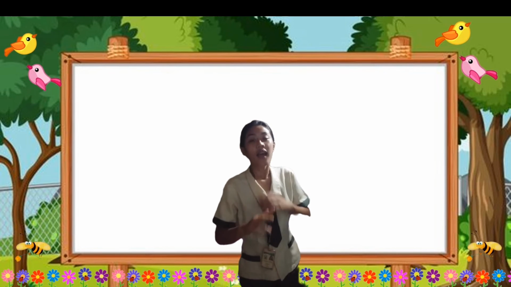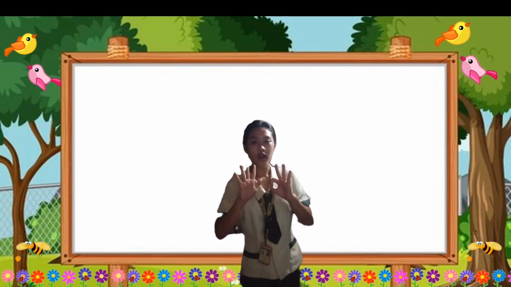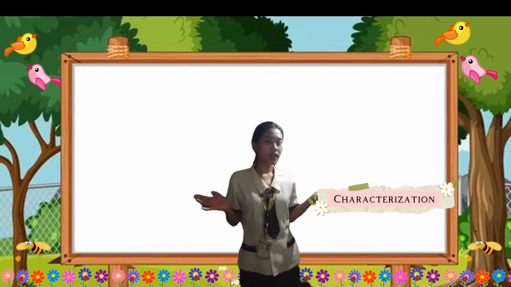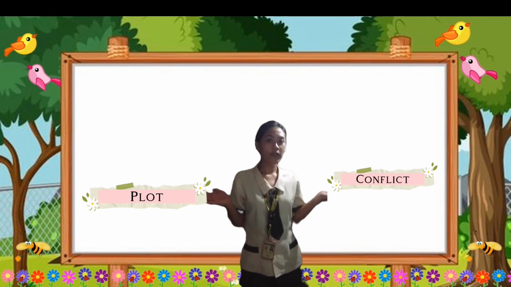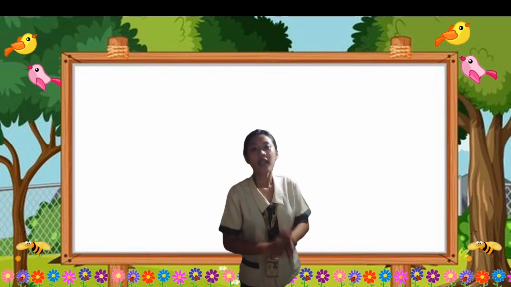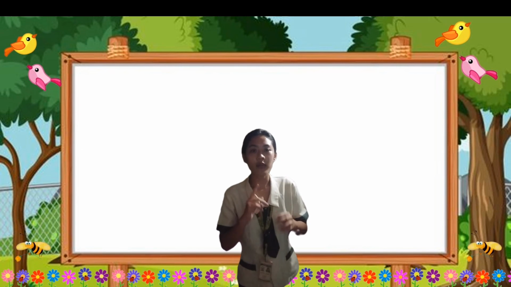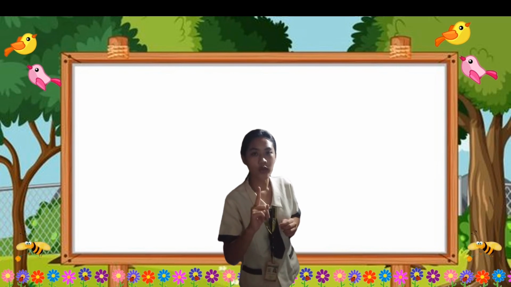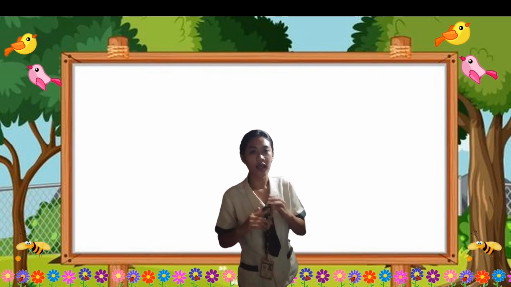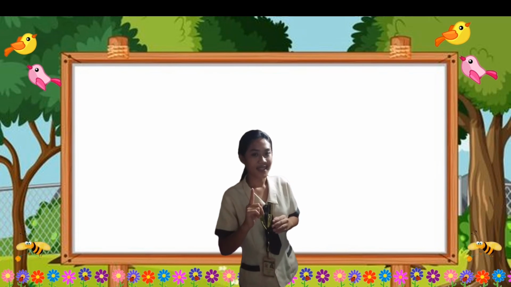Class, I have already introduced to you the 8 elements of a short story. Once again, class, there are 8 elements of a short story: the setting, the characterization, the plot, the conflict, the climax, the resolution, the theme, and the point of view. I believe that great writers are able to use the elements of a short story with such precision that the reader is caught up in the action of the story. This is the mark of a good story and our goal as writers.